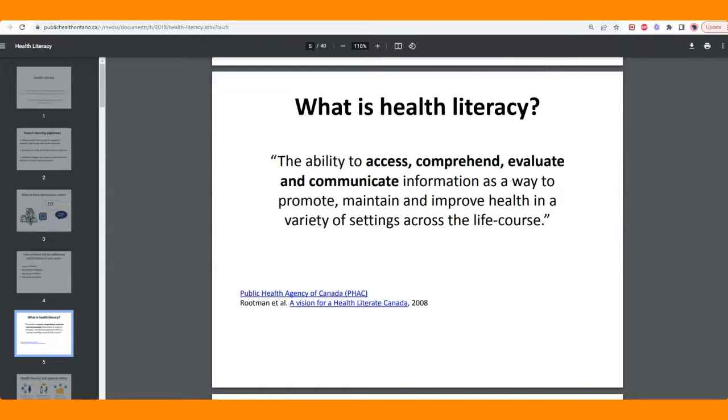Okay, but first let's look at the definition of what is health literacy. It's the ability to access, comprehend, evaluate, and communicate information as a way to promote, maintain, and improve health in a variety of different settings across the life course. Okay, and this comes from the Public Health Agency of Canada.